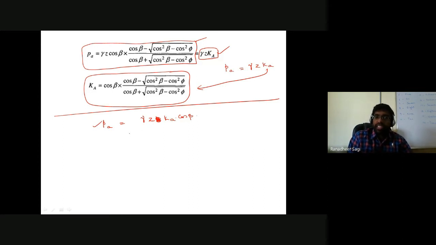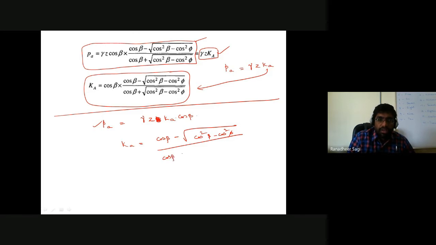So Pa is indicated as gamma into Z into Ka into cos beta, where Ka is nothing but this expression. If you ultimately compare both of them, you don't find any difference in what we are talking about; only the way those terms are represented is slightly different. Otherwise, the general meaning, what you are trying to calculate, is once again the same.